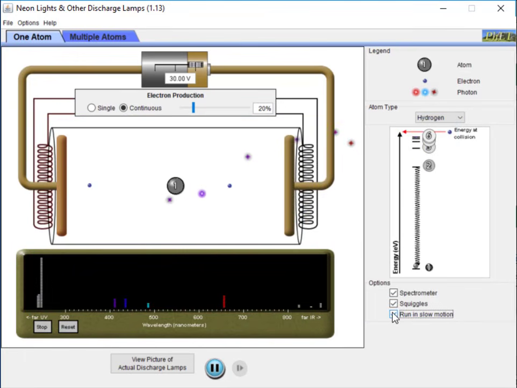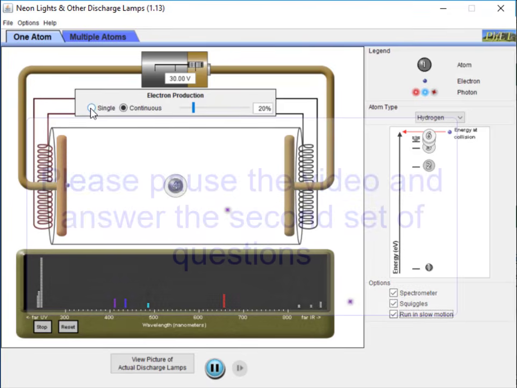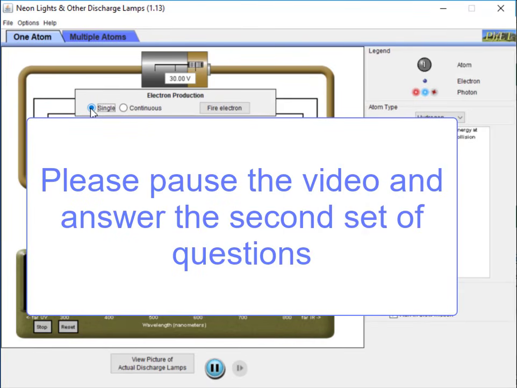We now have the simulation running in slow motion mode. This gives us a better chance to see exactly what happens as the electron encounters the atom. The electron from the plate comes and encounters the atom and excites the electrons of the atom up by giving up its energy. You can see it moves slower. But let's see what happens as it relaxes down. You are encouraged to pause the video and answer the next set of questions.